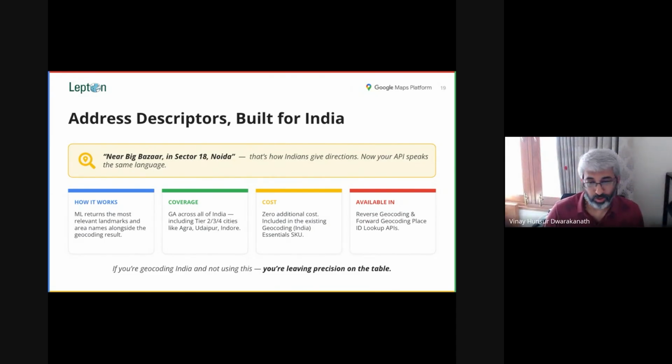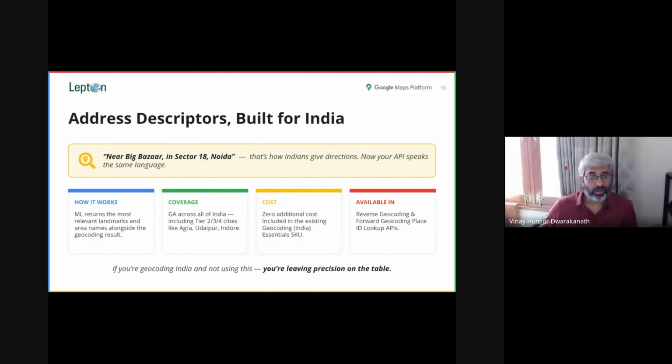The coverage is fully available across all of India, including tier 2, 3, 4 cities, Agra, Udaipur, Indore, Vijayawada, all the places, right? Cost is zero cost, no extra cost. I'll not say zero cost, you're still paying for maps, but zero extra cost because you're using this. It is included in the Geocoding India Essentials queue. You're probably already paying for, right? And it's also available in reverse geocoding and forward geocoding place ID level, right?